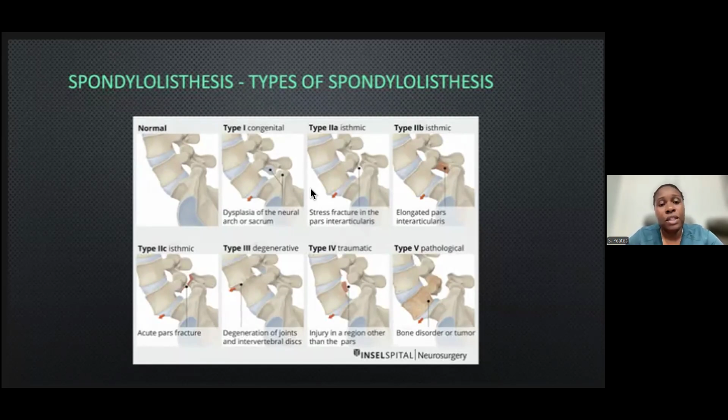The treatment for spondylolisthesis is very similar to how we would conservatively manage a patient of lumbar spinal stenosis. So medication, physical therapy, whatnot.